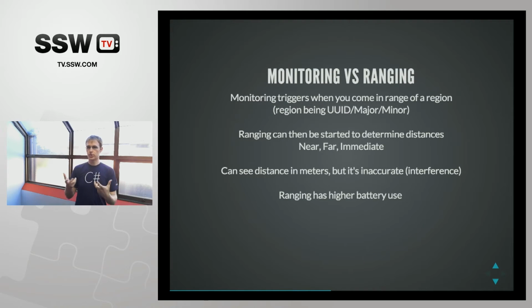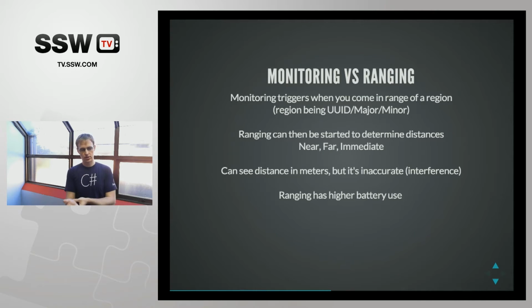So there's sort of two concepts in the iOS SDK: monitoring versus ranging. You register with iOS to monitor beacons using the three things I was just talking about, and that will then alert you when you come into range of them. As soon as it receives a signal from one, it'll raise an event, and then you can be alerted when you lose that signal. So that's monitoring. It's a simple binary operation. You either get the signal or you don't.